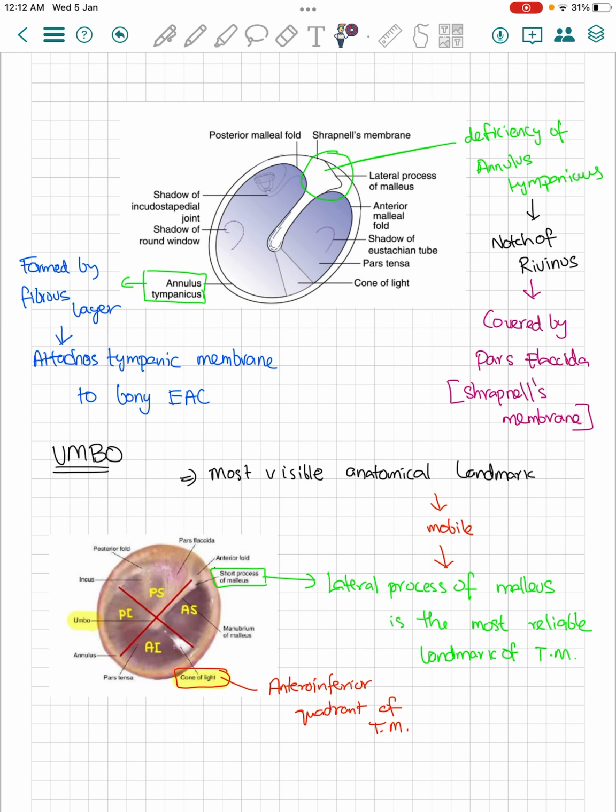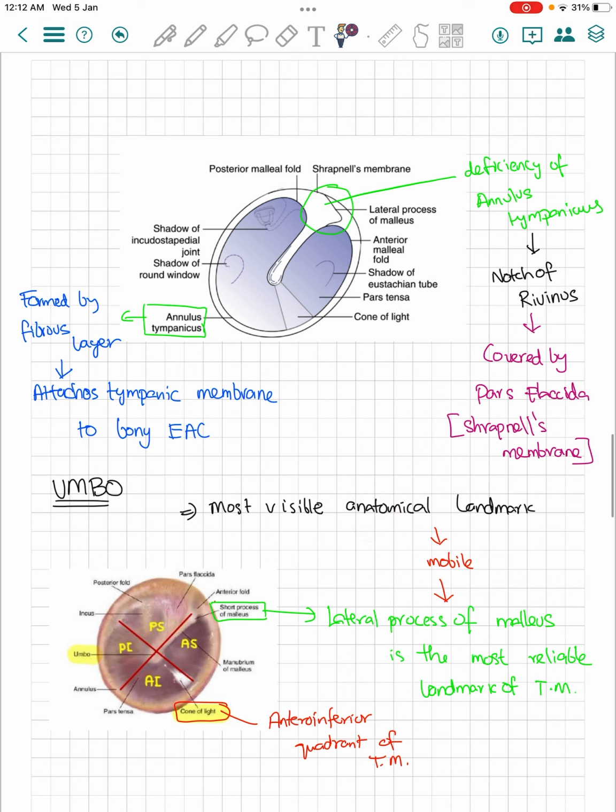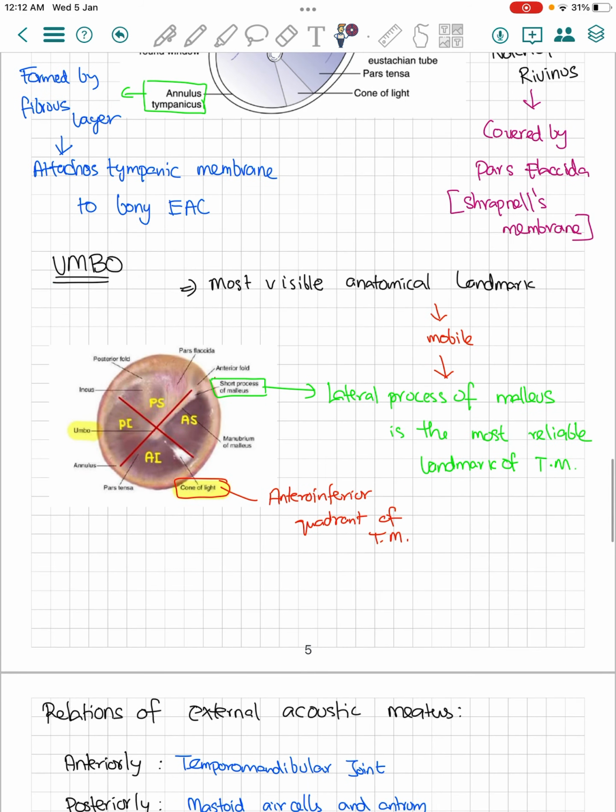Okay guys, then there will be significance of certain parts like the umbo. This is the umbo, guys. It is the most visible anatomical landmark when you see the tympanic membrane, and it is mobile due to the short process of malleus. The lateral process of malleus present here is the most reliable landmark of the tympanic membrane while doing surgery and other things. Then based on this umbo, the tympanic membrane is divided into 4 quadrants with 2 planes crossing each other.